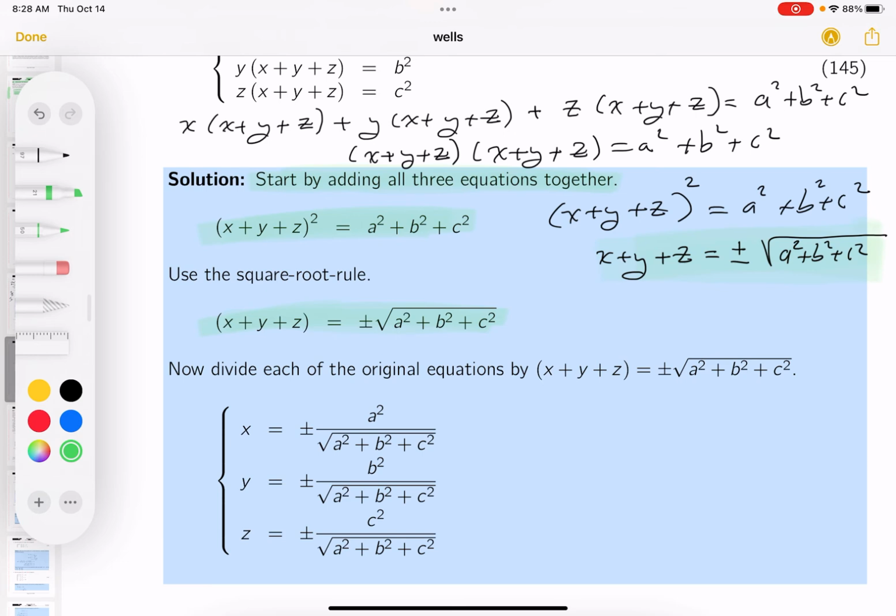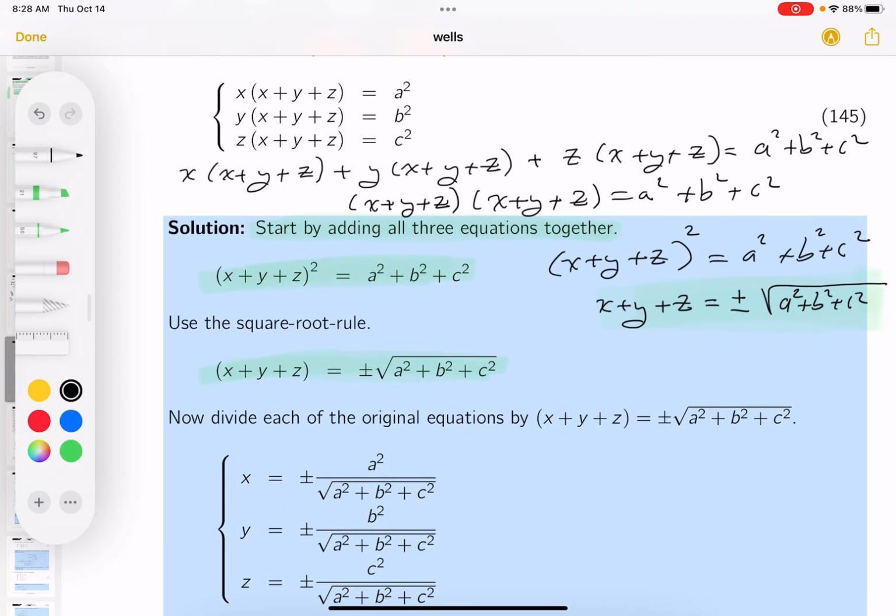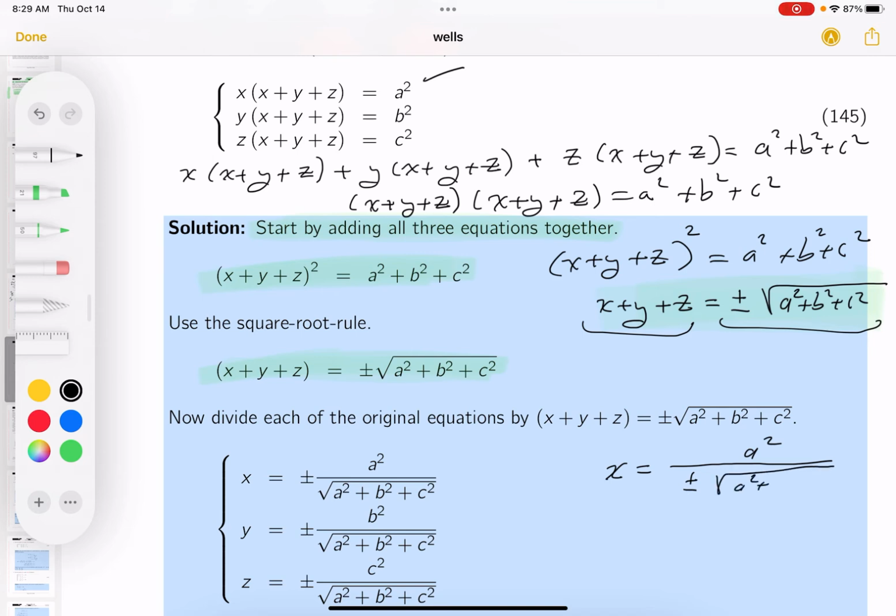Let's do that one at a time, all right? So let's do the first equation. And again, this is the first equation. If you divide by this on both sides, what do you get? Let's write this down. You would get x equals a squared over plus or minus the square root of a squared plus b squared plus c squared. Now, granted, they simplify it. That's right over there.